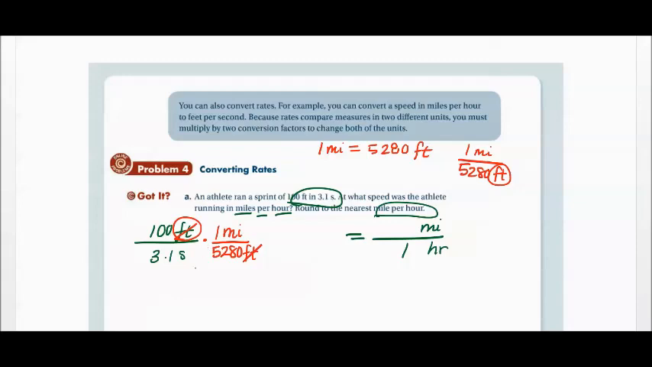Now that'll help with the feet, but how do we get to the seconds? With the seconds, we're going to have to get from seconds to hours. Okay, well, you're going to need 2 different conversions. You're going to need one for seconds to minutes and one for minutes to hours. So from seconds to minutes, we know that 1 minute is 60 seconds. Now that one's not going to work because the seconds is on the bottom. We need it to be on the top. So the 1 minute's going to be on the bottom. The 60 seconds is going to be on the top. That's the one we need.